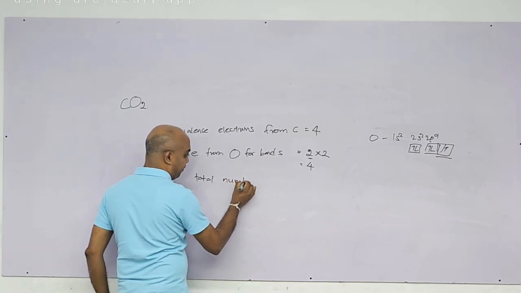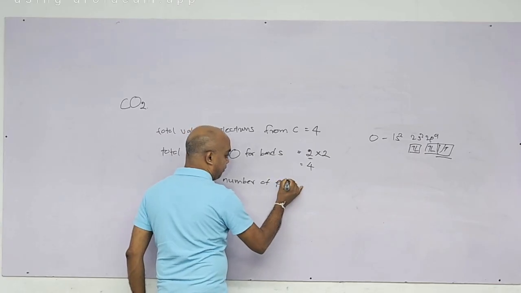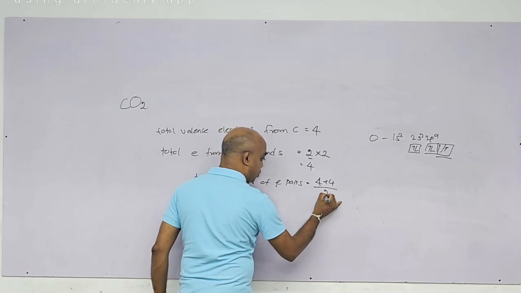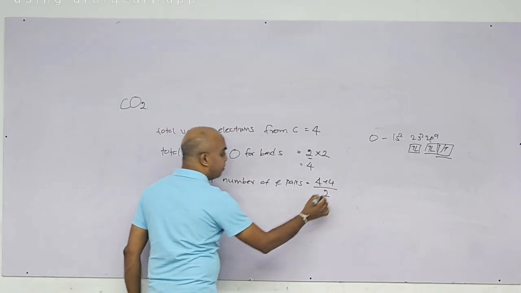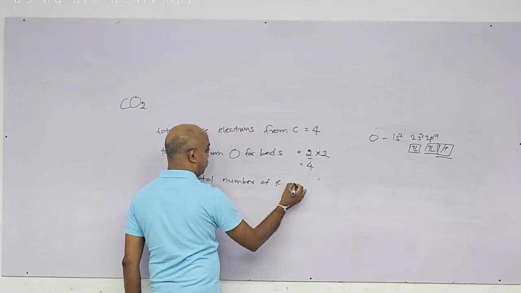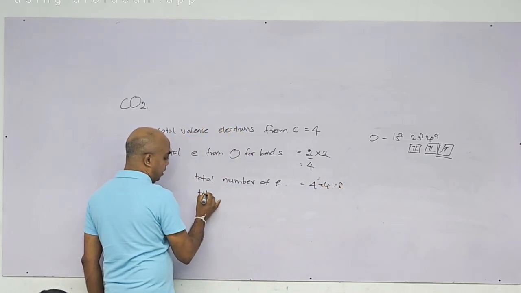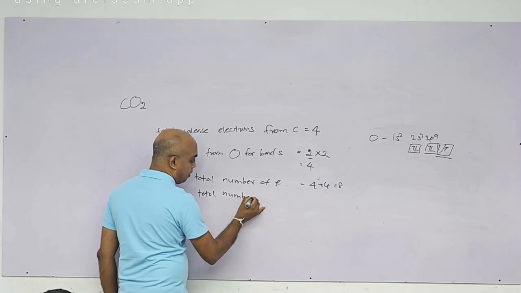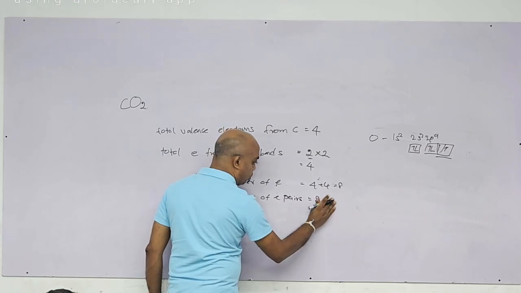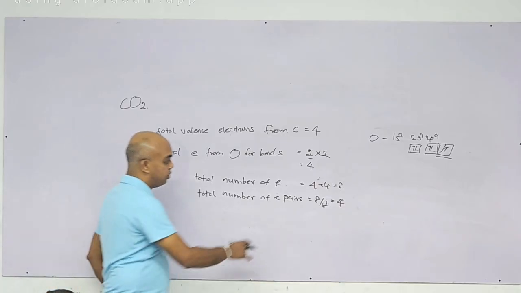Total number of electron pairs, 4 plus 4 divided by 2. Total number of electrons, that is 4 plus 4 equal to 8. Then total number of electron pairs, 8 divided by 2, that is 4. Electron pairs is 4.